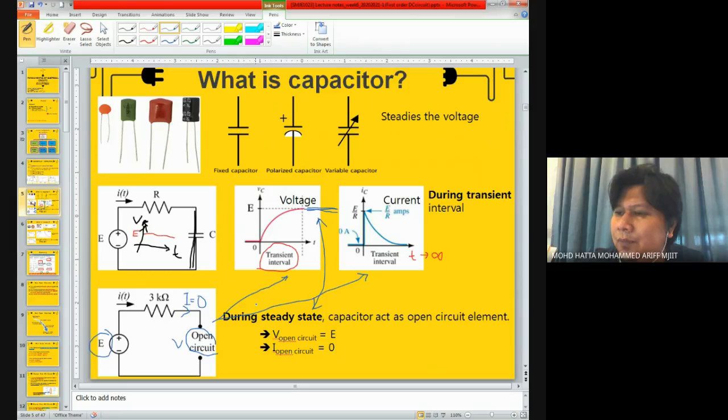If you look at these two circuits during the transient interval. However, during steady state, as the voltage reaches its maximum value, the voltage across this open circuit equals E, its maximum value, and the current over here goes towards 0. I equals 0 over here.